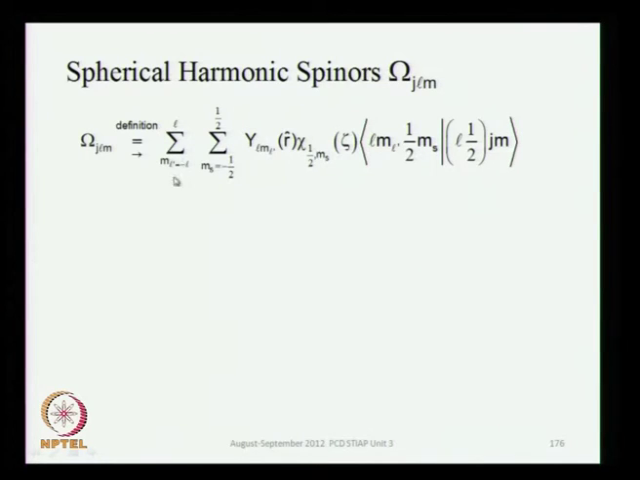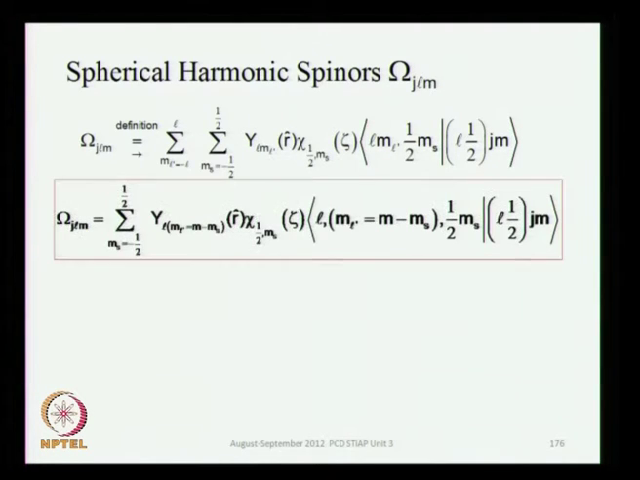So, you carry over the sum over ml prime, and you will retain only those terms for which ml prime is equal to m minus ms. All the other terms will vanish no matter what they are. So, only the term in ml prime equal to m minus ms. So, that pins down the spherical harmonic, okay. This quantum number ml prime must be m minus ms, otherwise the Clebsch-Gordon coefficient is 0, we know that.